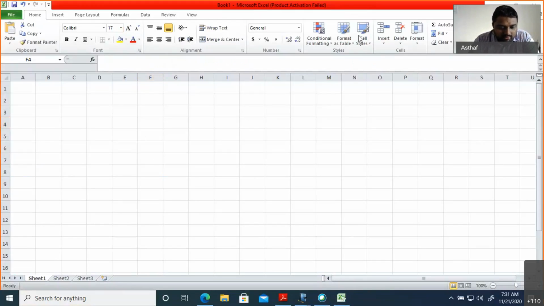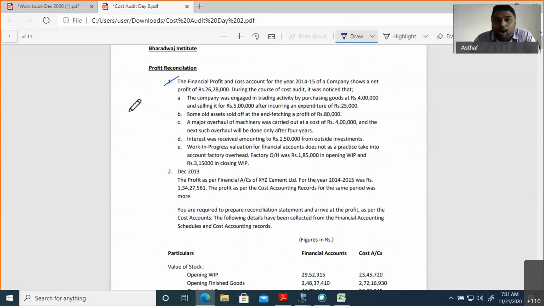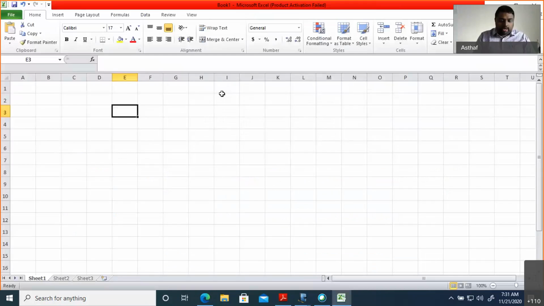We can start. So very easily we can approach the sums. Profit reconciliation. So this question, how are they testing? They are giving the financial profit. So if they have given the financial profit, just a reversal will come. I will approach it in such a way which will be easy for you. Let me tell the shortcut method.